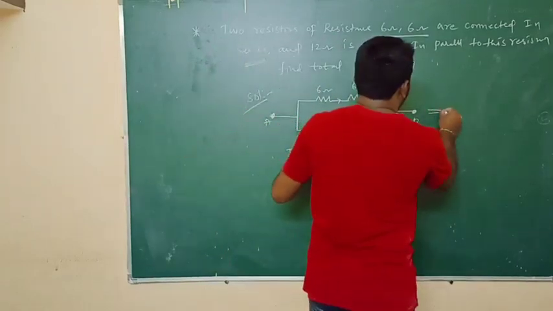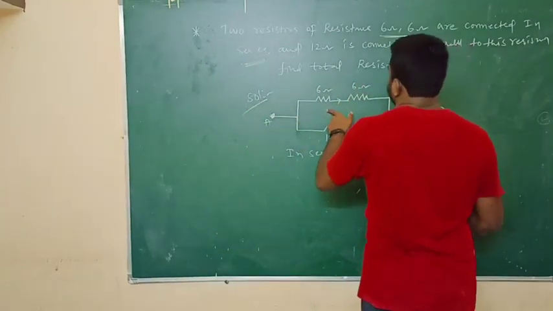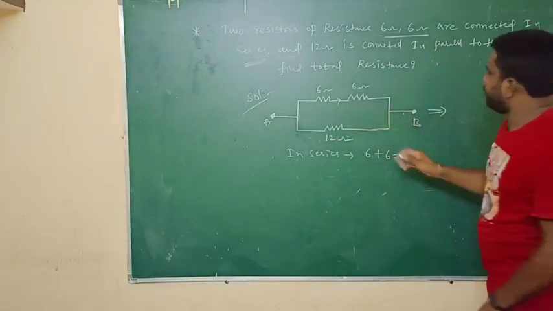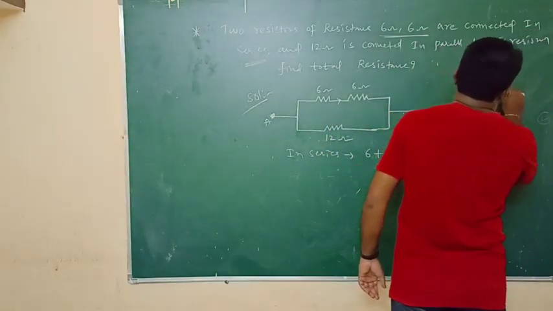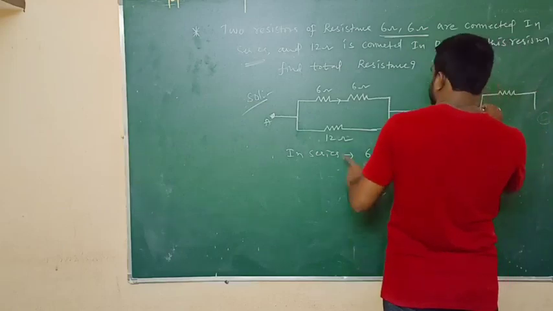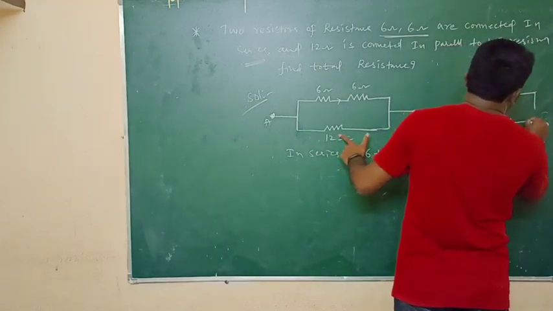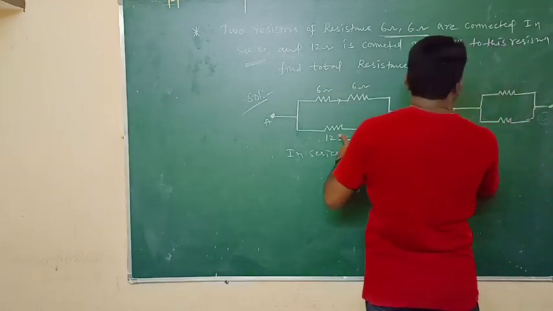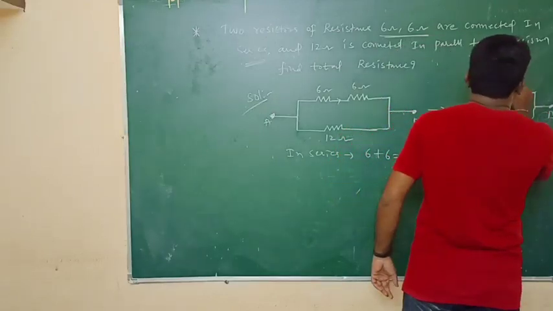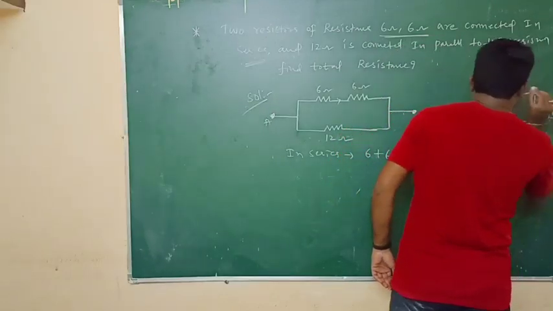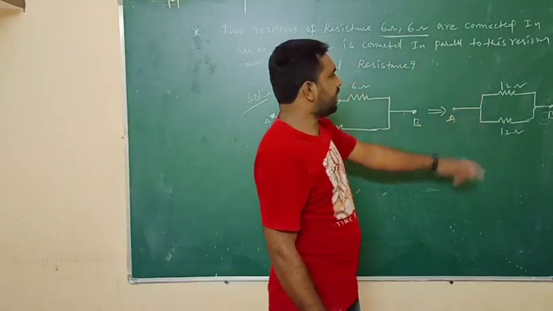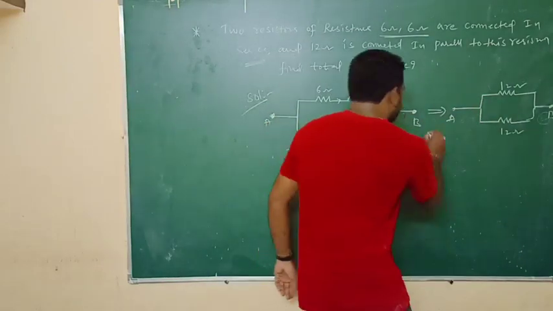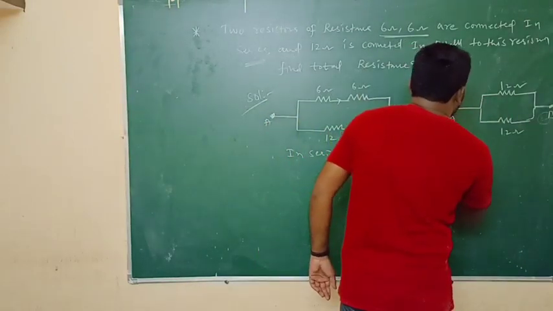So now we need to redraw this diagram, where the effective resistance of these 2 resistors becomes 12 ohms. Again, it is only one resistance. We need to label this A and B. So 12 ohms, 12 ohms. Now these 2 resistors are connected in what? They are in parallel.